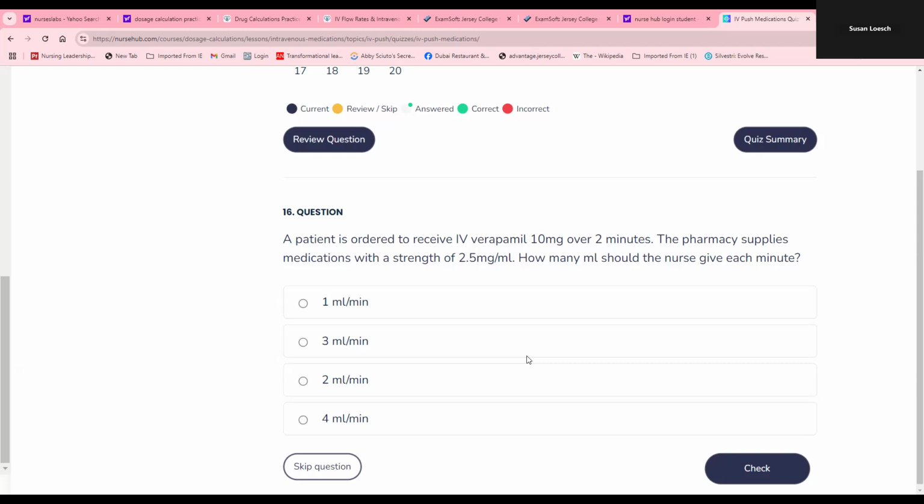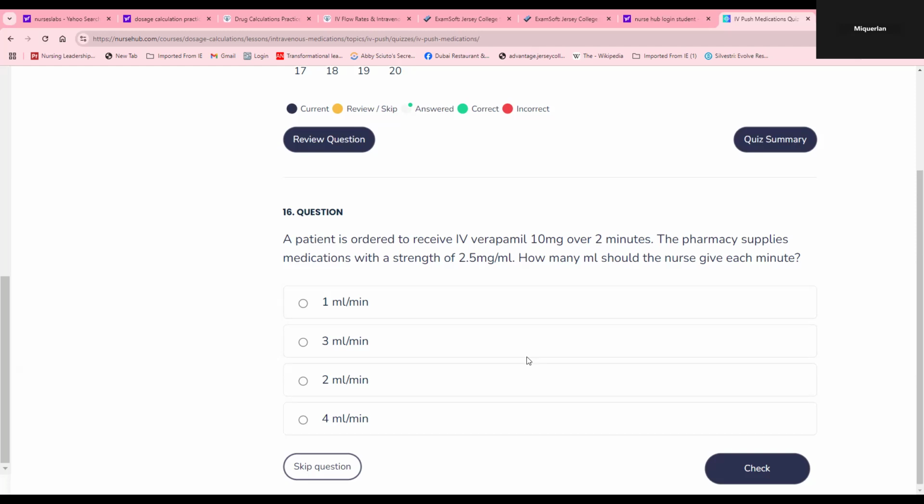Okay, so what do we get for 1 minute? For 2 minutes. Well, it's asking you for 1 minute, right? Oh, yes. 2 mLs per minute. 2 mLs per minute. And now how much every 30 seconds?